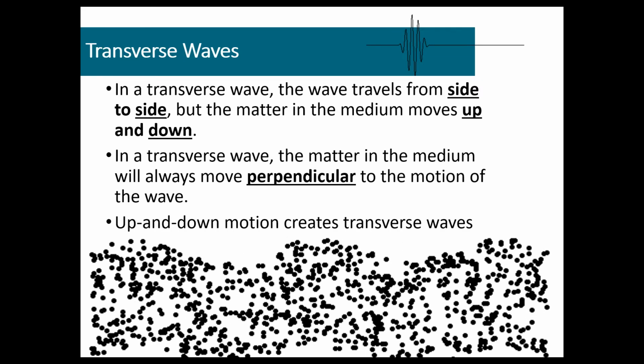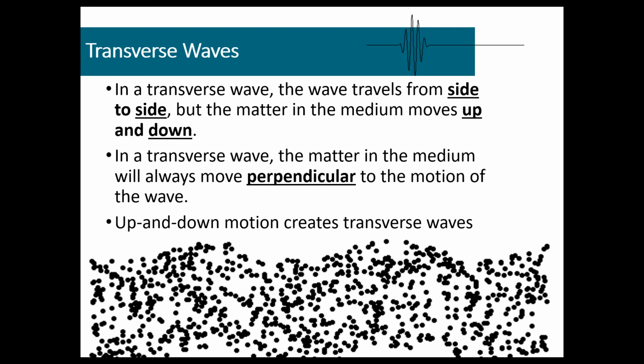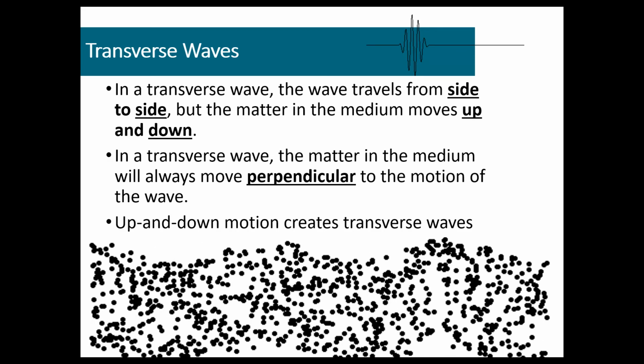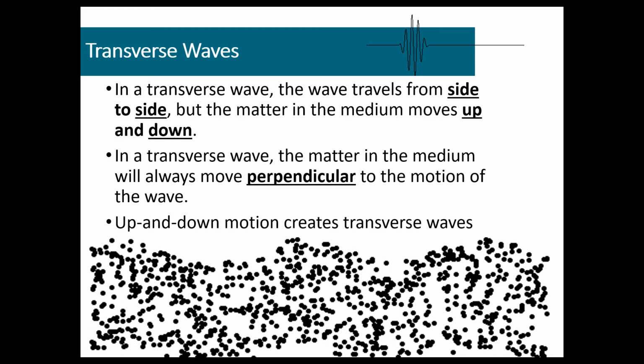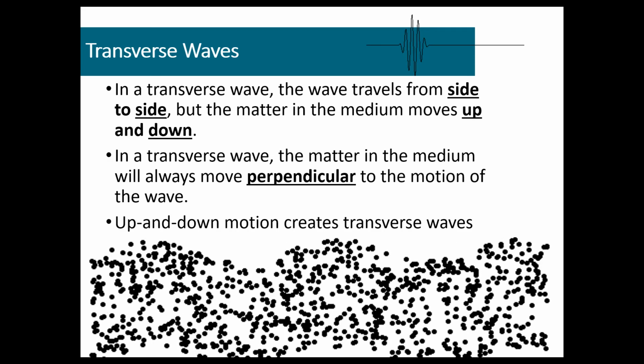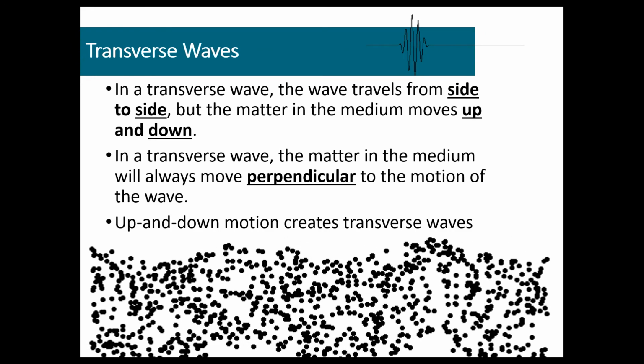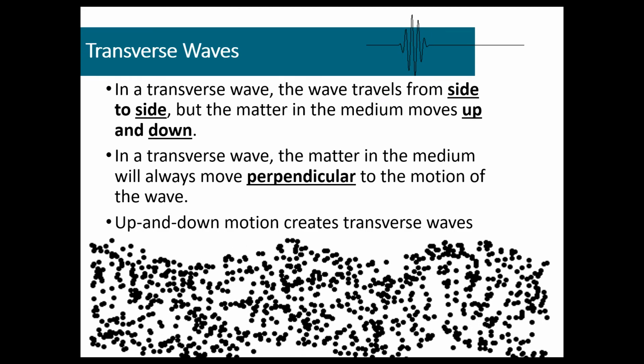All right, so let's start with transverse waves. In a transverse wave, the wave is going to travel side to side. So the energy is going to move left to right or right to left. The energy is going to travel side to side, but the actual matter in the medium is going to move up and down. So let's look at this wave.